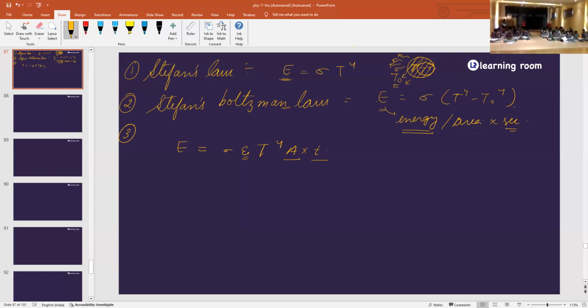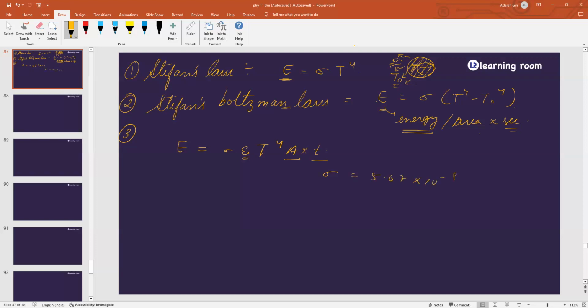Understood? So sigma has got different values: 5.67 into 10 raised to the power minus 8 joule second inverse per meter square per Kelvin to the power 4. Same thing, joule second inverse is nothing but watt, watt per meter square per Kelvin to the power 4. And same thing in CGS unit can be written as 5.67 into 10 raised to the power minus 5 erg second inverse per centimeter square per Kelvin to the power 4. Understood? These are three different formulas that you need to remember.